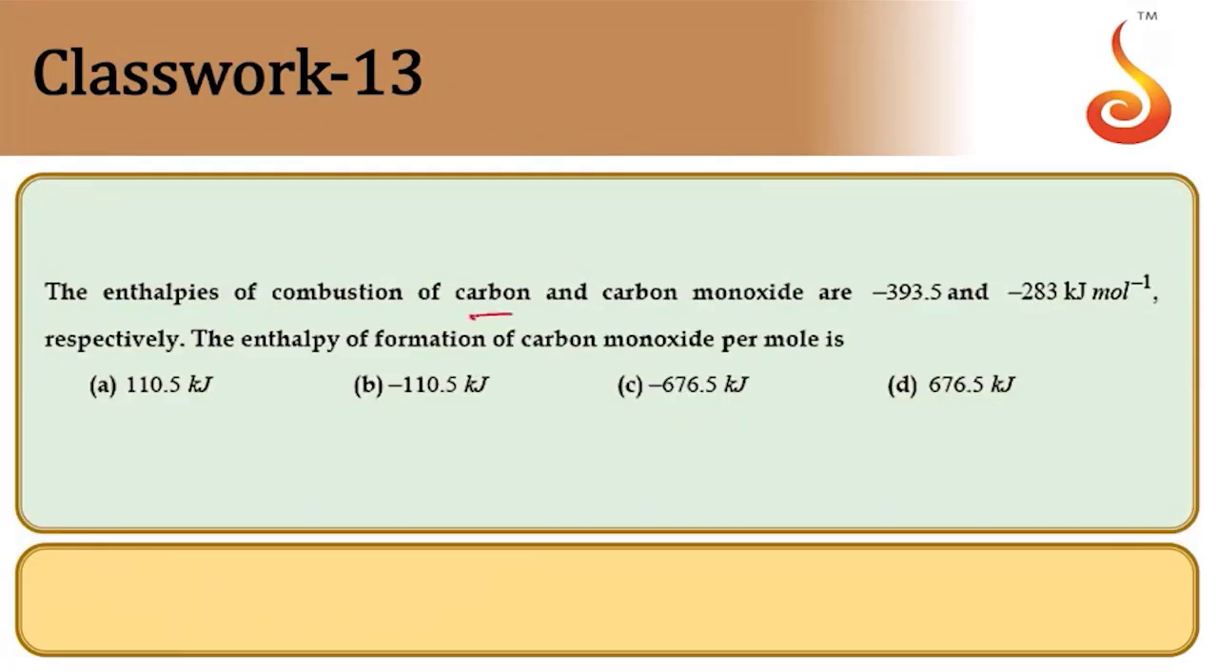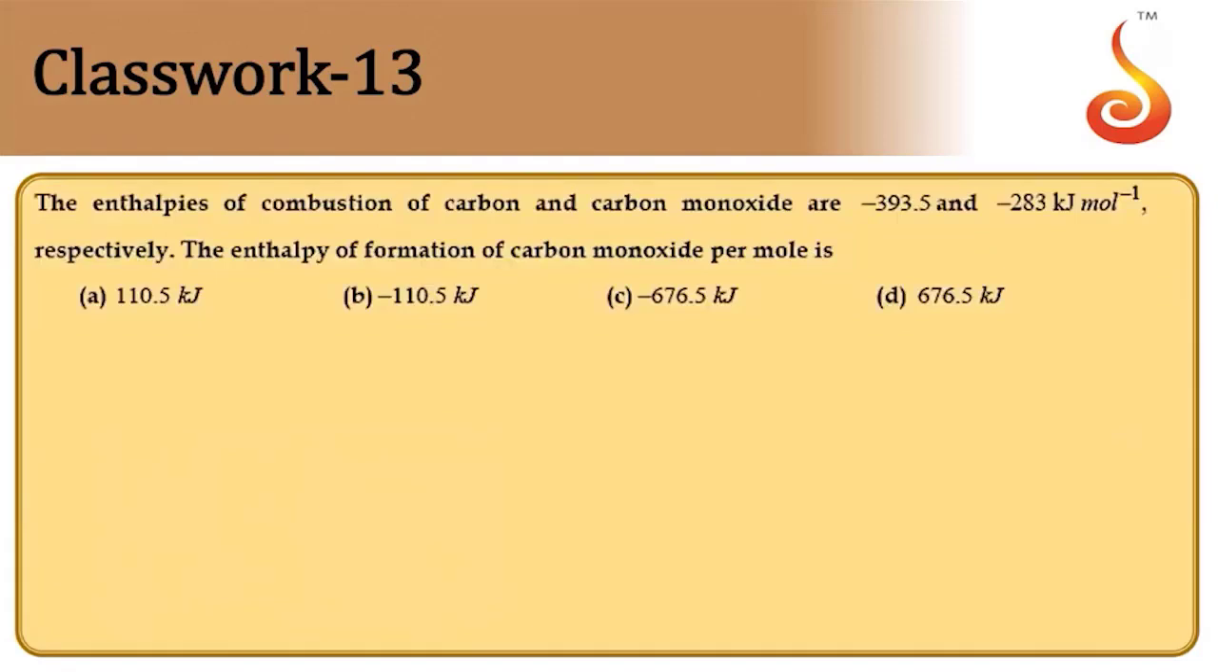The enthalpies of combustion of carbon and carbon monoxide are given to us as minus 393.5 and minus 283 kilojoules per mole respectively. The enthalpy of formation of carbon monoxide is asked. They gave the combustions of carbon as well as carbon monoxide, so let us write the equations here. The enthalpy of combustion of carbon is C plus O2 giving CO2, and this enthalpy is given as minus 393.5.